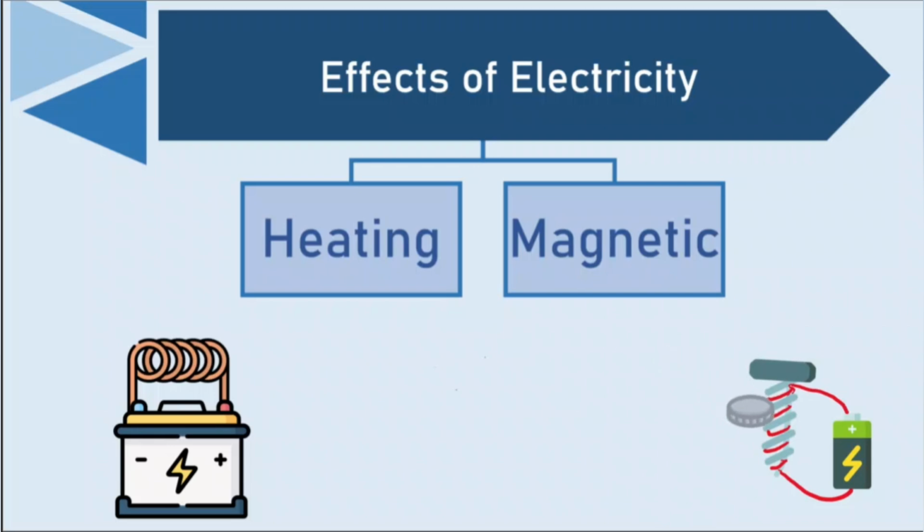Thus, we can say that the screw has become a temporary magnet that shows magnetic properties as long as electricity flows through it. If we were to stop this flow of electricity, the screw would not remain a magnet and thus would not attract the magnetic object.